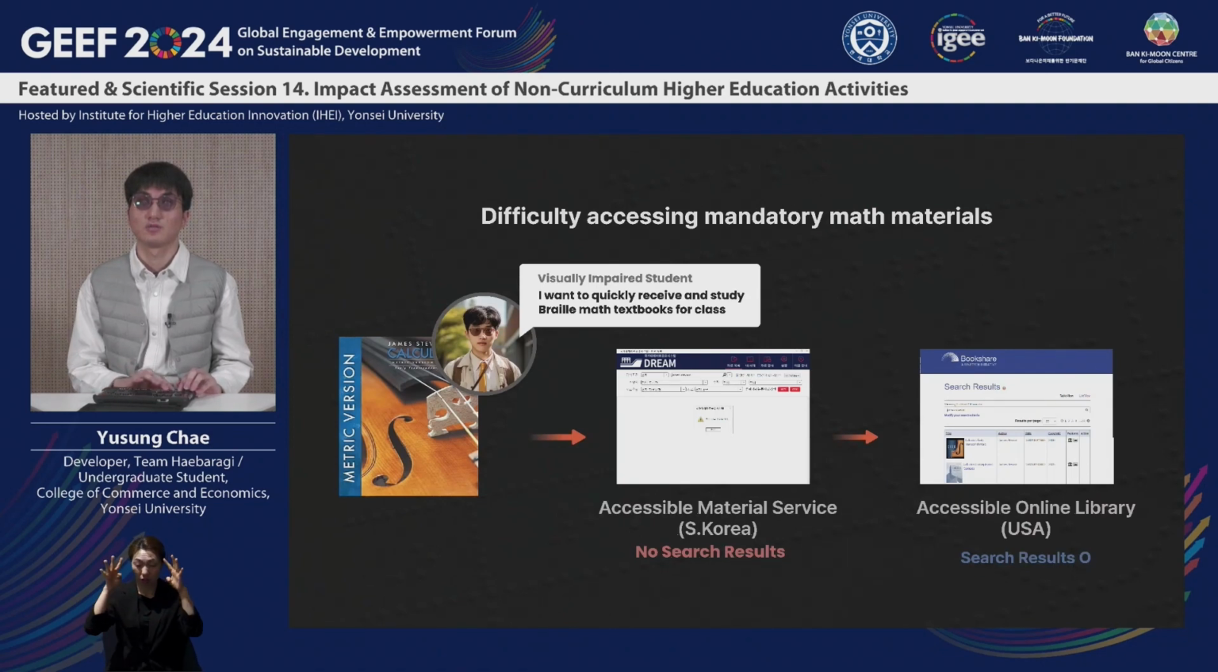Things were not so different even in college. Calculus, written by James Stewart, is widely used as a calculus textbook at universities. It is well known, but there is no available version for the visually impaired in Korea. On the other hand, in the US, there is so much math material available.